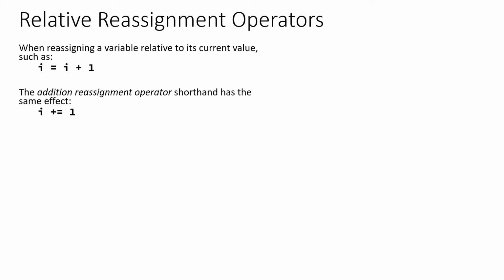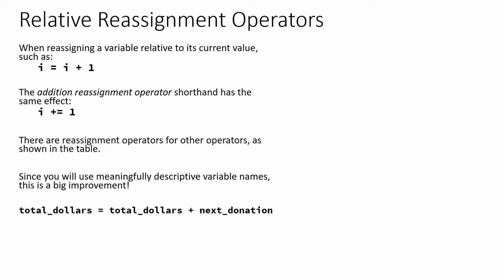The idea is, rather than writing i is assigned i plus 1, we can achieve the exact same outcome with i plus equal 1, right? Means the same thing, no difference. You're not gaining any capability, you're just saving yourself a little bit of code and potentially some typos. Where this really pays off, as I mentioned, is when you have longer variable names, such as total dollars. If you're trying to take the current value of total dollars, add the next donation to it, and reassign it back to itself, that starts to become more tedious to type out. And so relative reassignment works well in this case.